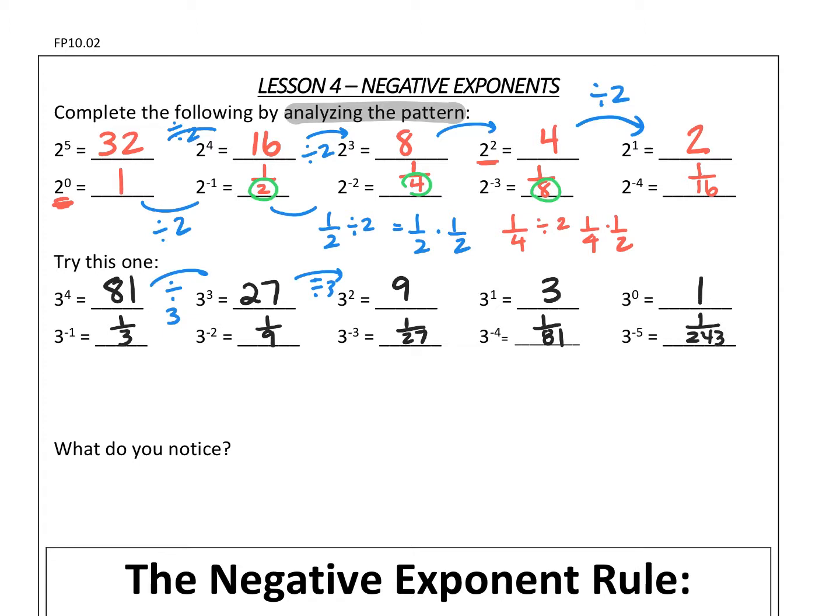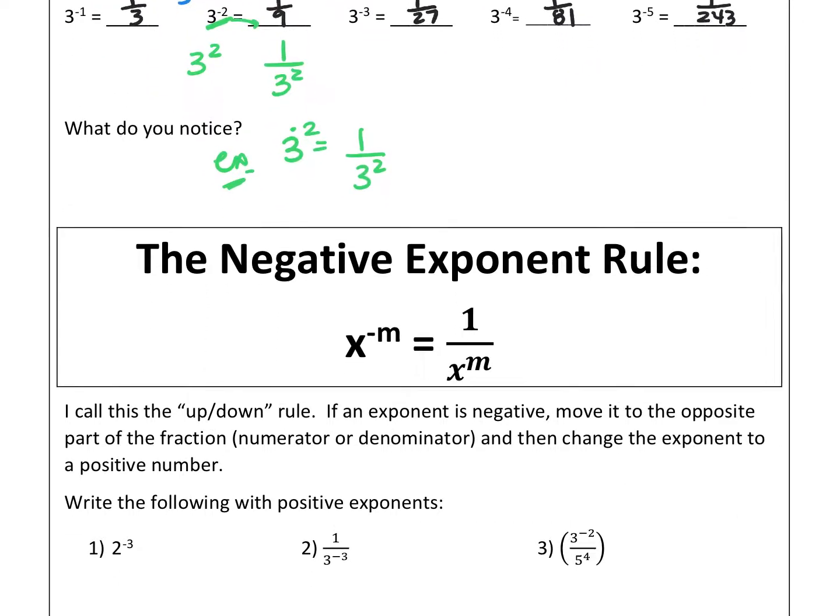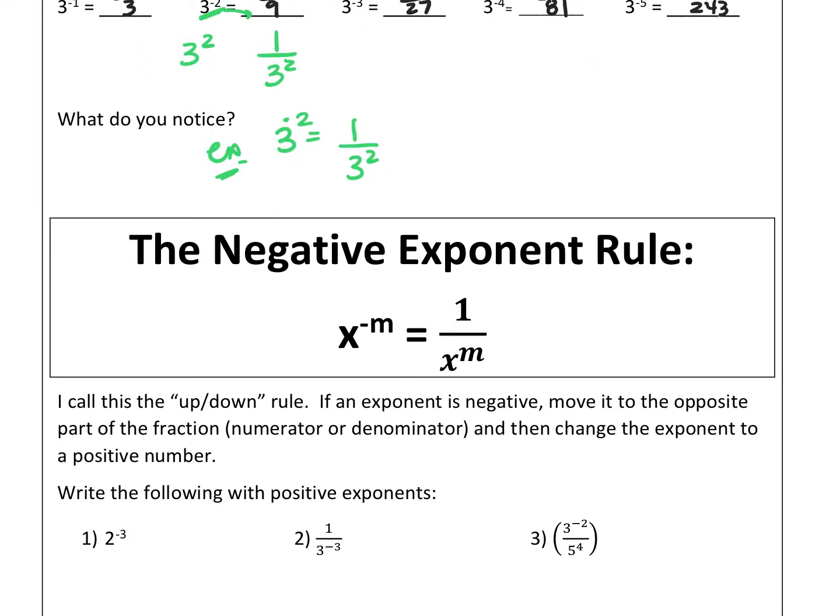Now, if you look at these, what we maybe hopefully notice is that 3 to the negative 2 is the same as 1 over 3 to the positive 2. So when I have a negative exponent, I just evaluate that exponent, but I put it in the denominator of the fraction, right? So we know that 3 to the negative 2 is equal to 1 over 3 to the positive 2, as an example. And this, in fact, is the negative exponent rule. The negative exponent rule says that when I have x to the negative m, it is 1 over x to the positive m. I like to call this the up-down rule.